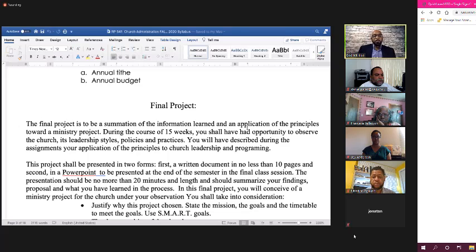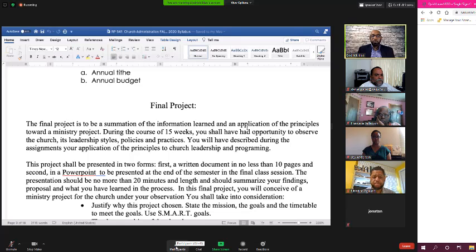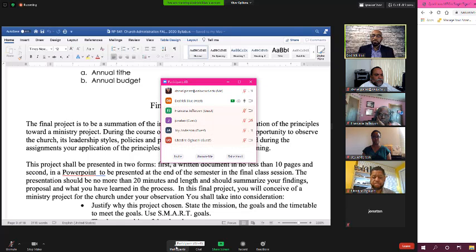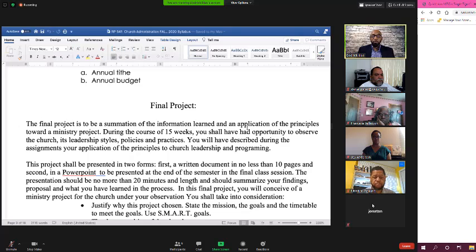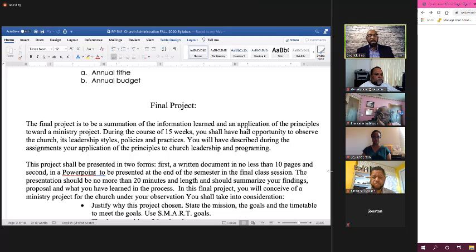So this project that you're going to be working on is going to be presented in two forms, right? First, it'll be a written document in no less than 10 pages, and second, in a PowerPoint to be presented at the end of the semester. The presentation should be no more than 20 minutes in length, and should summarize your findings, proposals of which you have learned in the process.